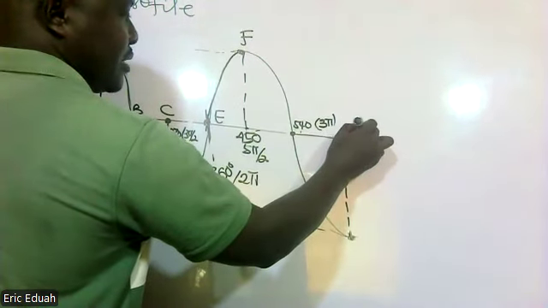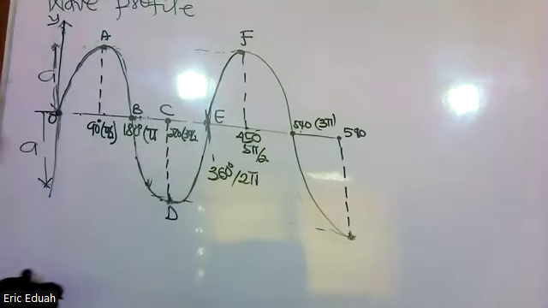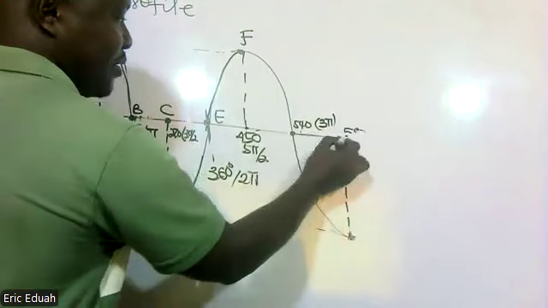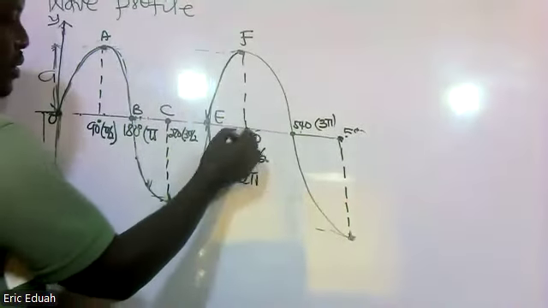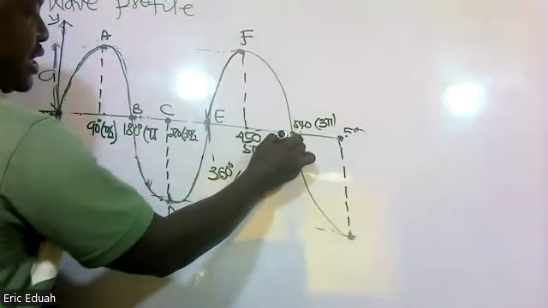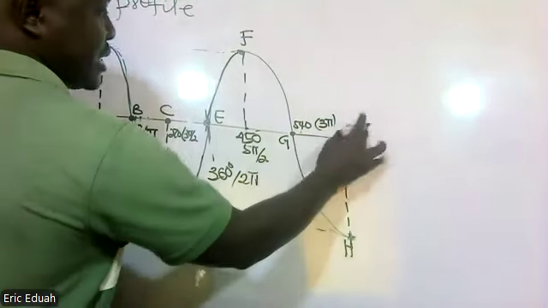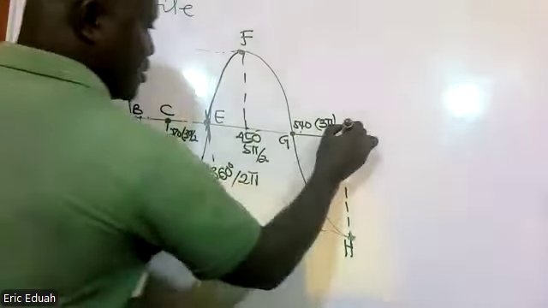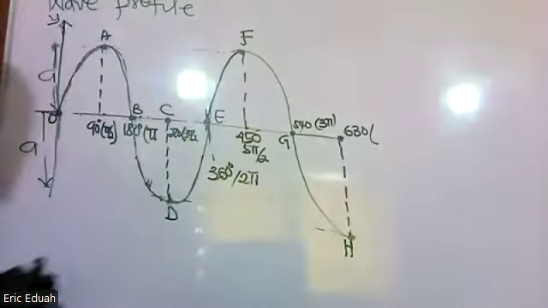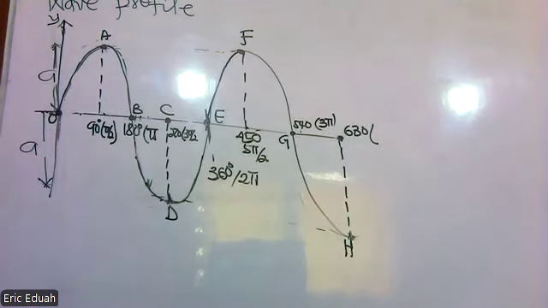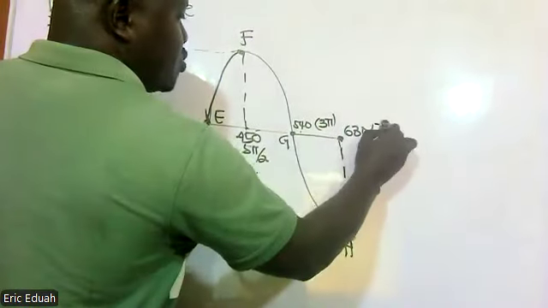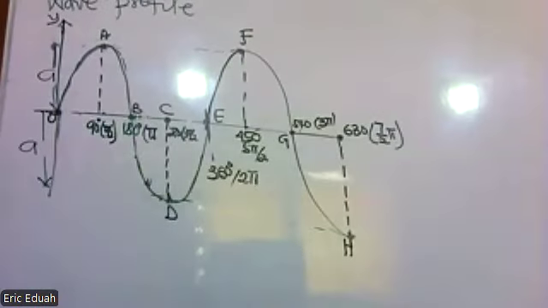Is it 510? Which one? This point, F, G, H. What is this angle in degrees? Then in radians, give it. 630. Radian, 7 pi on 2. Meaning we can express the angle both in degrees or in radians. And that's exactly what I'm doing.